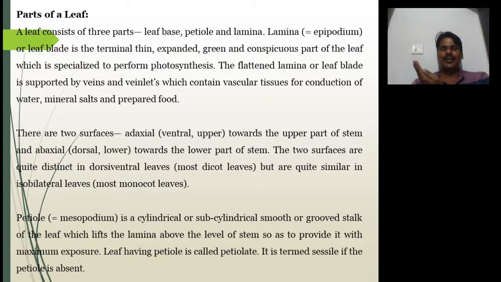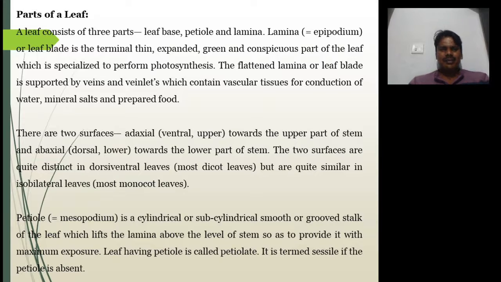The two surfaces are quite distinct in the dorsiventral leaves, most dicot leaves, but are quite similar in isobilateral leaves, most monocot leaves. There is a basic difference between monocot and dicot leaves. First, parallel venation is found in monocot leaves, and reticulate venation is found in most dicot leaves.